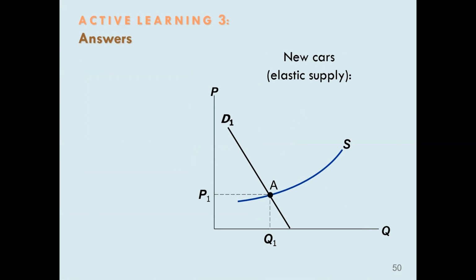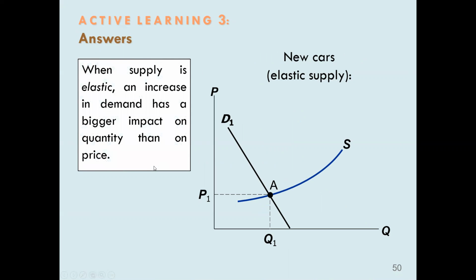Now, what is the effect of an increase in demand for new cars? Now, we'll see that at P1, quantity supplied is Q1. So when supply is elastic, we'll see that an increase in demand has a bigger impact on quantity than on price. So once again, when demand increases, the demand curve will move outward to D2. We would see that the quantity supplied will increase more than the change in price from P1 to P2.